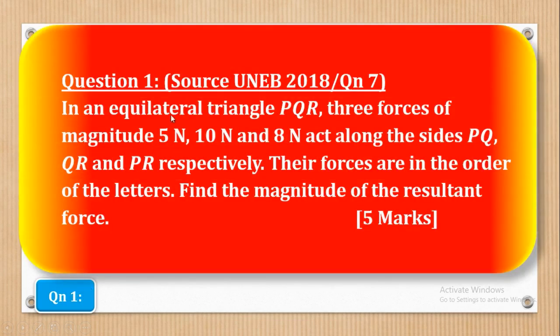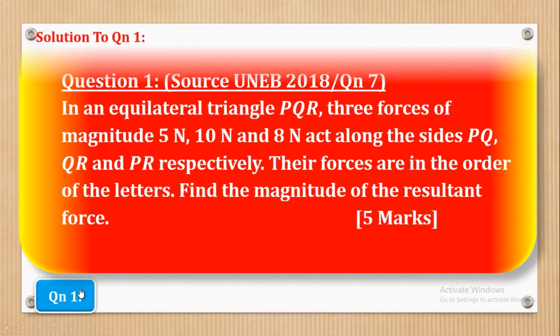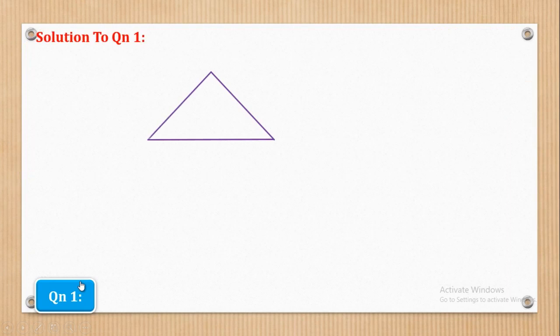Such questions in this form are easily done by sketching. So what we are going to do is first sketch an equilateral triangle PQR. Remember, in an equilateral triangle, all sides are equal and the angles inside are each 60 degrees, so that when you add all the three angles, you get 180 degrees, which is the total interior angle sum of a triangle.